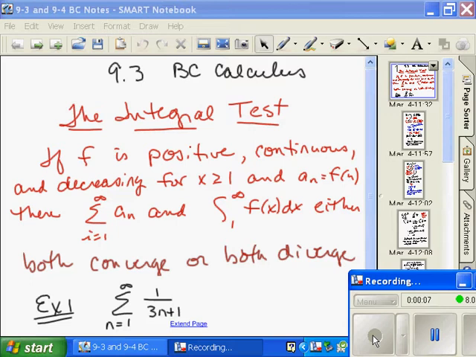All right, today we're going to be doing two sections, section 9.3 and 9.4, and doing some different tests to decide on convergence and divergence.